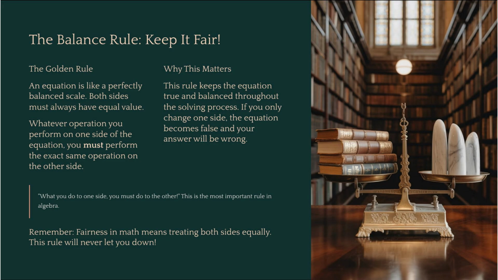Remember the golden rule of algebra, the balance rule. You must treat both sides of the equal sign exactly the same way. If you subtract 15 from the left side, you must subtract 15 from the right side. This ensures the equation remains a true statement, even as you rearrange the numbers to find the solution.